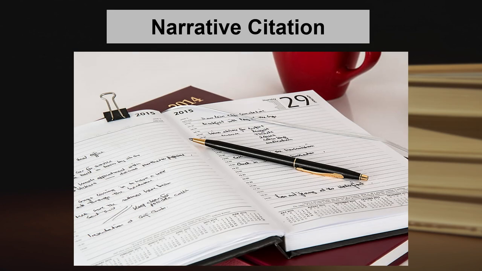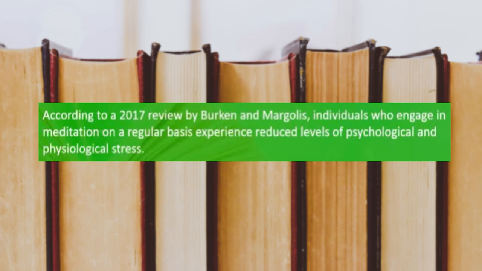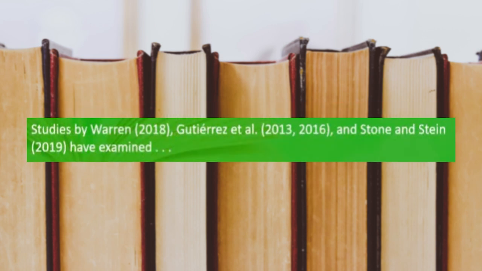Similarly, if it is a narrative citation, you need to mention the author in the narrative of your paper followed by the date in parentheses. For example, Hargreet et al. (2018) on coping strategy. So the year is coming after Hargreet et al. Or you can write, according to a 2017 review by Burhan and Margolis. So this is another way. Studied by Barron, Gutierrez and Stone and Stain. So all these things are coming in such a way.